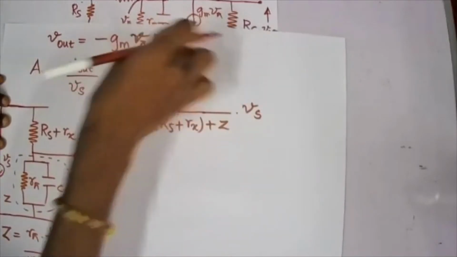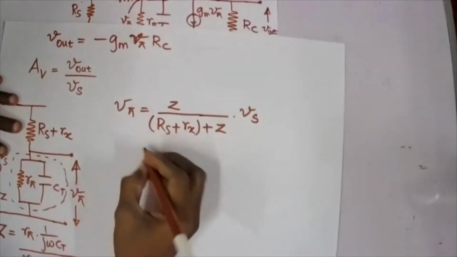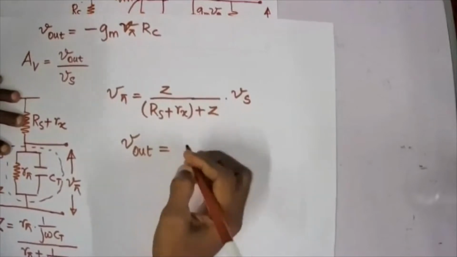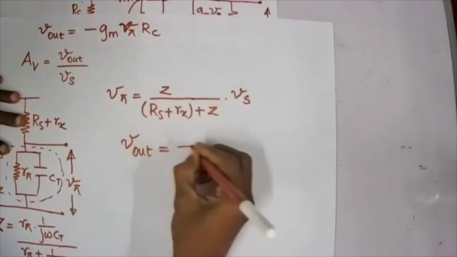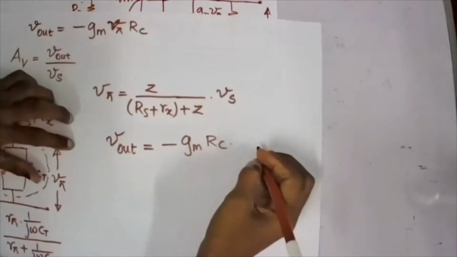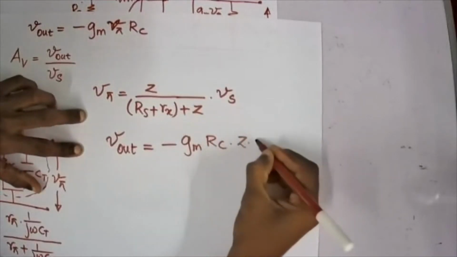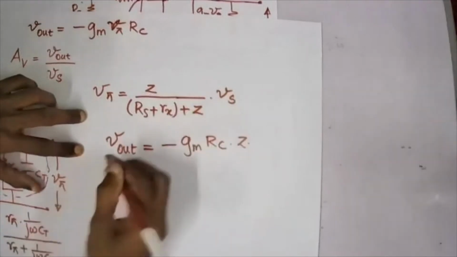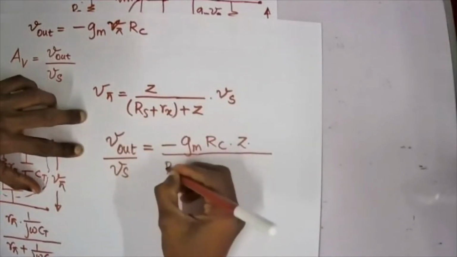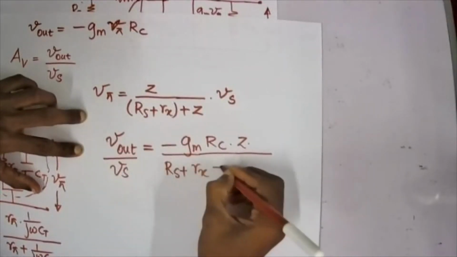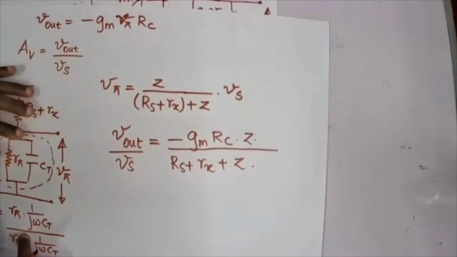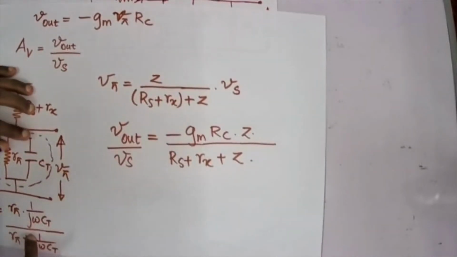So I'll substitute this one and then I can bring my Vs to the other side. So I can simply write my V out is equal to minus Gm into Rc into Z into Vs, and I'll bring it to the other side, so there is no Vs there. Rs plus Rx plus Z. Now substitute Z with this.